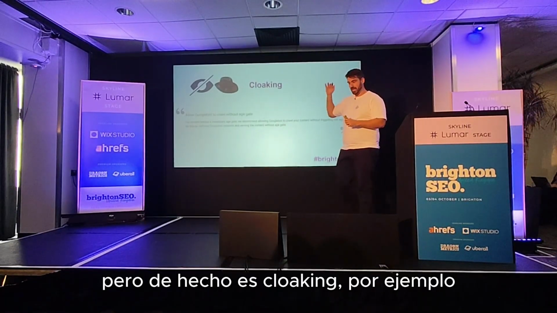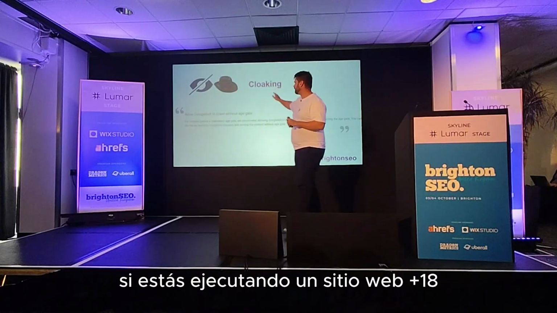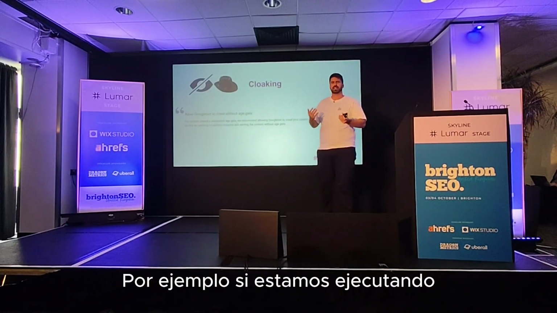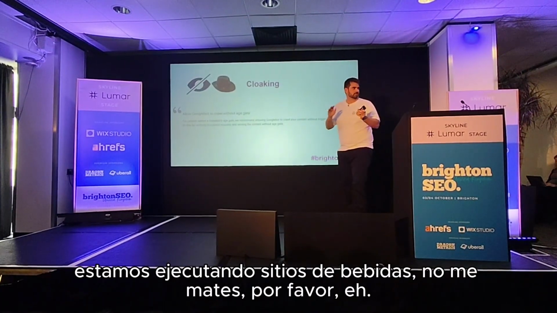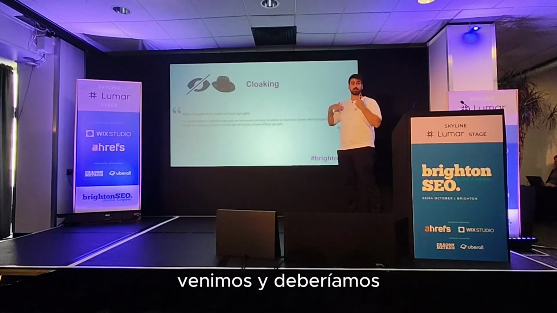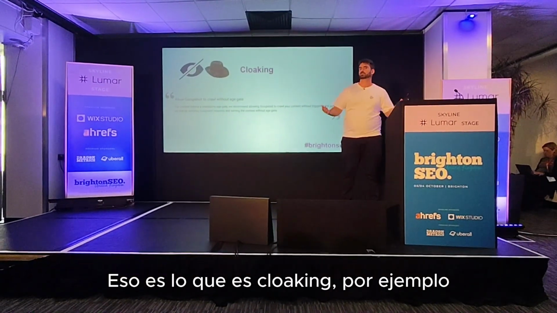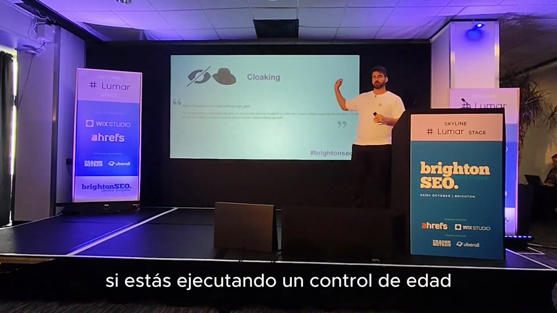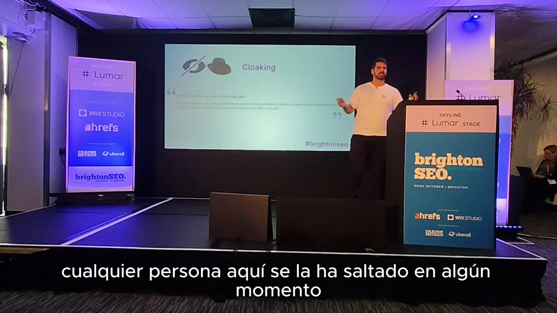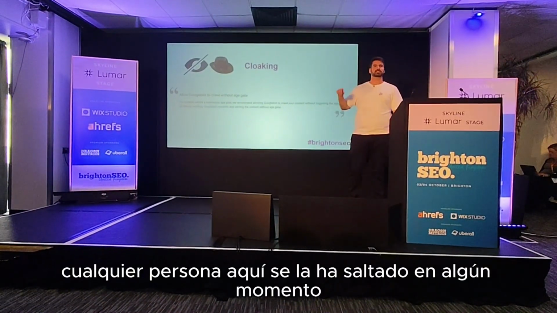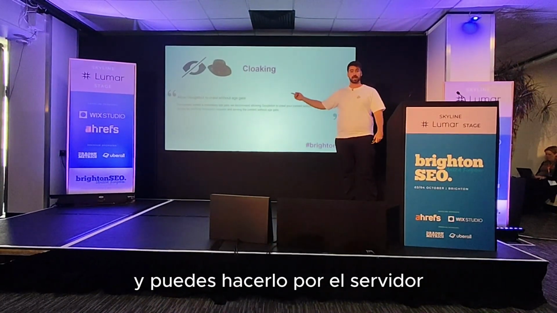So, for example, if we are running an over-18 website, like a porn site or a drinks site, don't kill me please, we can and we should show a different version to Google than to our users. That's what cloaking is. So for example, if we are running an age gate, the classic version, like anybody here who jumps in at some point in their life, saying, yeah, I know everything, you shouldn't show it to Googlebot, and you can do it by the server.